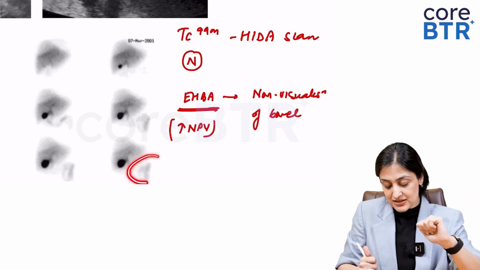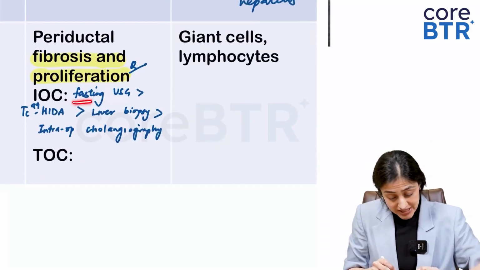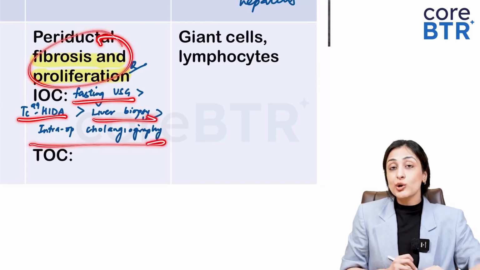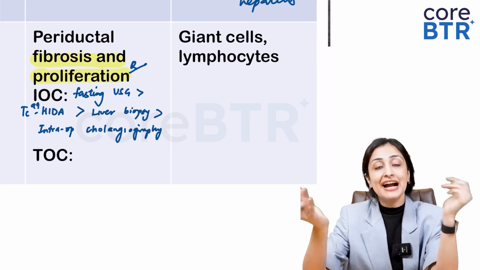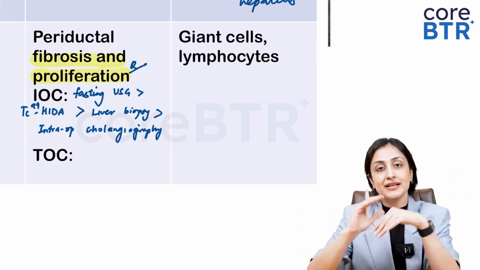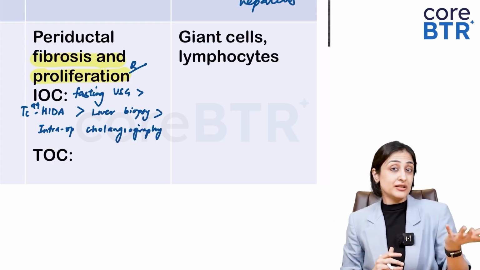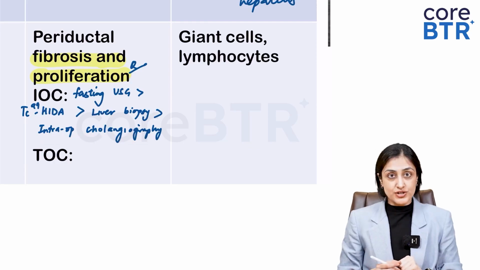It tells me that this can't be EHBA. So that's the concept. But nonetheless, fasting ultrasound, then HIDA. Biopsy will show you these, and intraoperative cholangiography, immediately what we do is we puncture the bile radical and we see if the bile is going or not under an X-ray visualization. So that in real time gives you whether the bile duct is there or not. So that's why this is considered to be the gold standard.